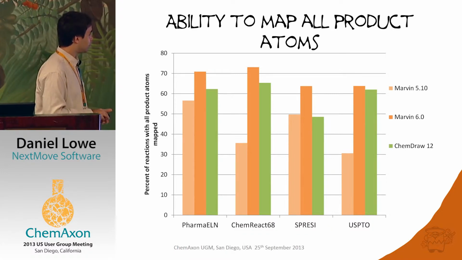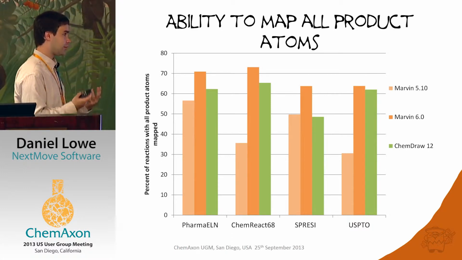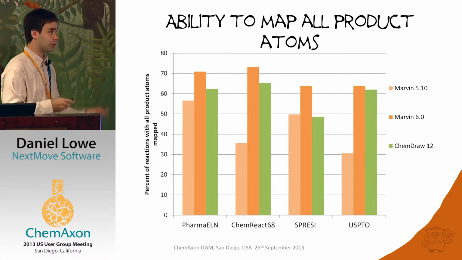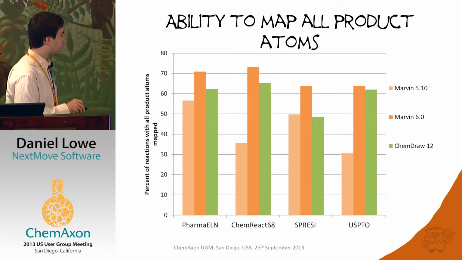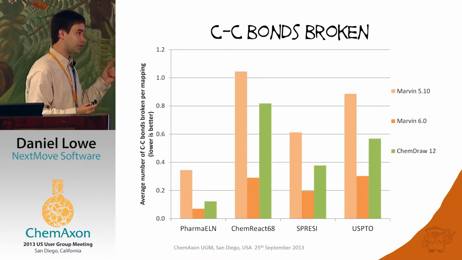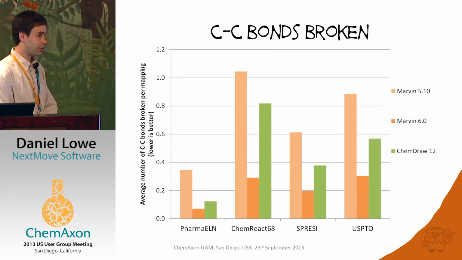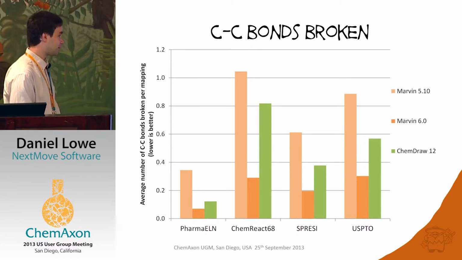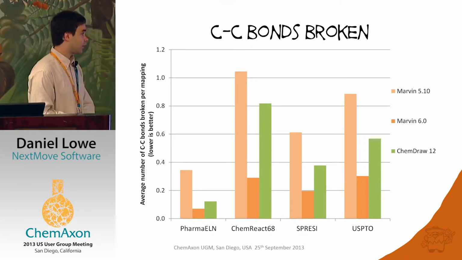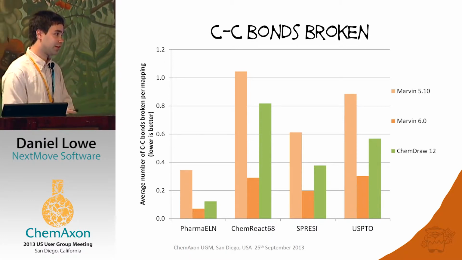It's just like on some of the sets, it's basically managing to get mappings for the product in over twice as many cases. And then onto the carbon-carbon bonds. In this case, you now want lower because you want to be breaking as few carbon-carbon bonds per reaction as possible. And again, there's a significant improvement. I think it's now got higher recall and it's more precise than the algorithm in ChemDraw.